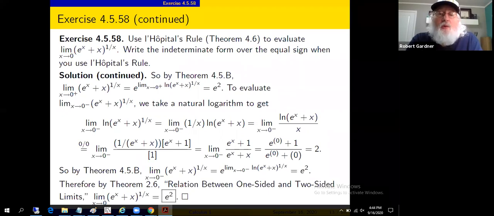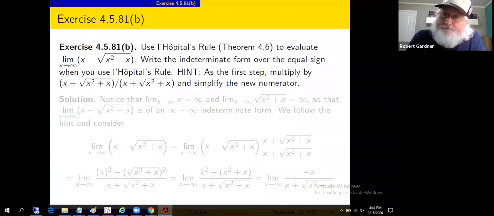So we started with variables in the base and the exponent. We had to take logarithms. They changed the form of the function and allowed us to use L'Hopital's rule. Okay, how about this one? So this is a different kind of indeterminate form.